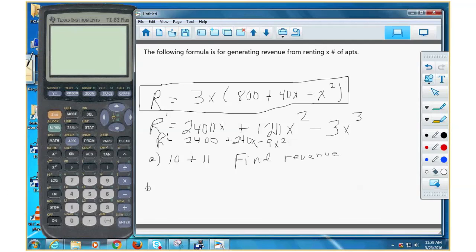B, find the marginal revenue. Marginal revenue is another way of writing rate of change. Marginal revenue at X equal to 10. So you're going to use your derivative here.